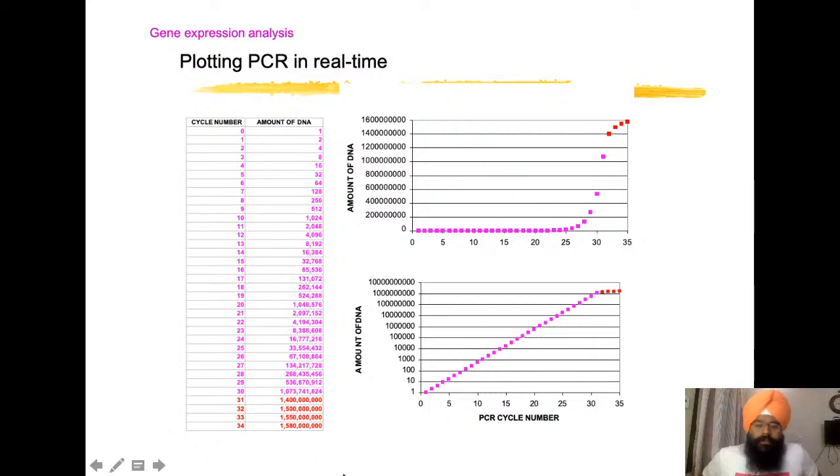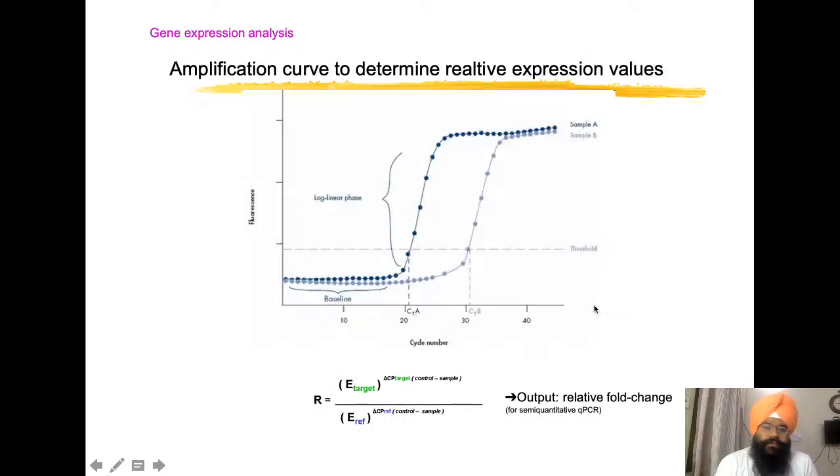And then the amount of DNA produced per PCR cycle number. The amount of DNA is produced like this: in the lag phase first, then exponential, then stationary phase, and this is linear in this cycle number. So this is how you calculate your relative expression values in real-time PCR.